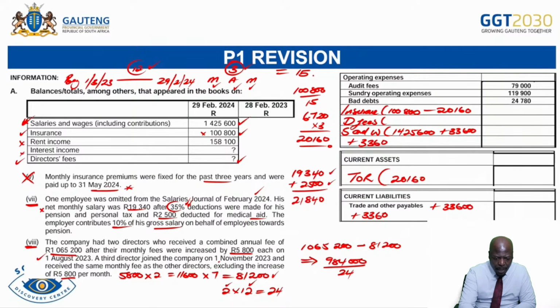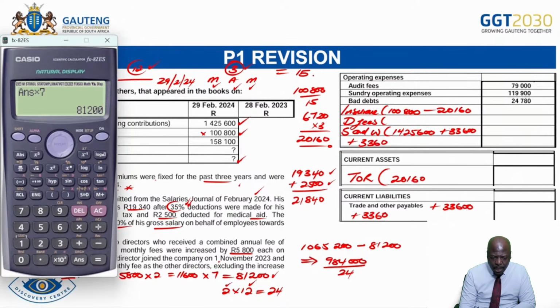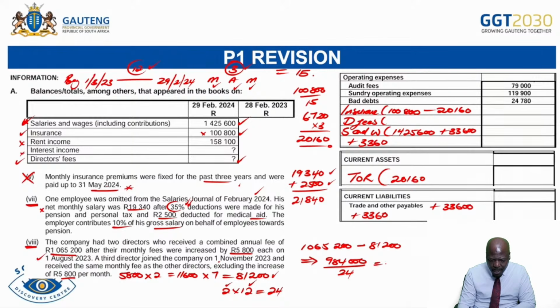So then we come here and we're now going to say, calculator, it's going to be 984,000, and then we're going to divide by 24. And that's going to give us 41,000. So we end up with 41,000 per director per month. This is 41,000 per director per month. And then we now say that 41,000 is what this new director is going to receive, because he's going to receive it excluding the increase.